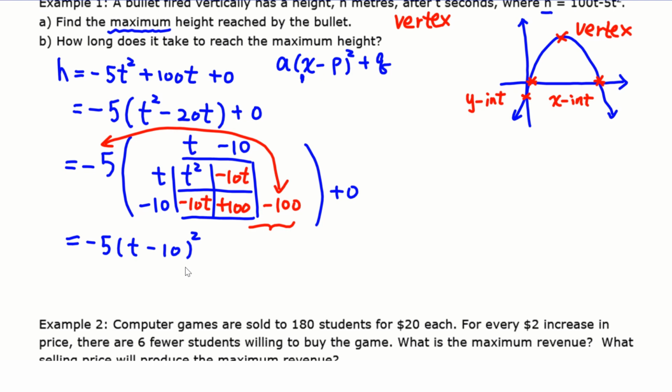So we are going to expand and take it out. So negative 5 times negative 100 is multiplication. Then plus 0, we don't have to write it. So we have negative 5 bracket t minus 10 bracket squared plus 500.